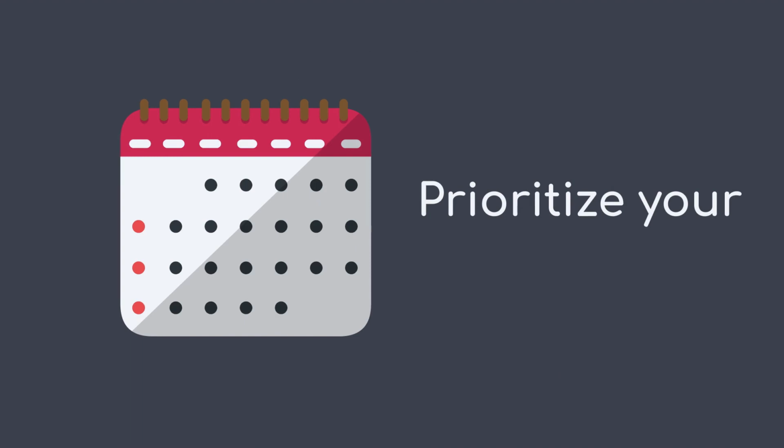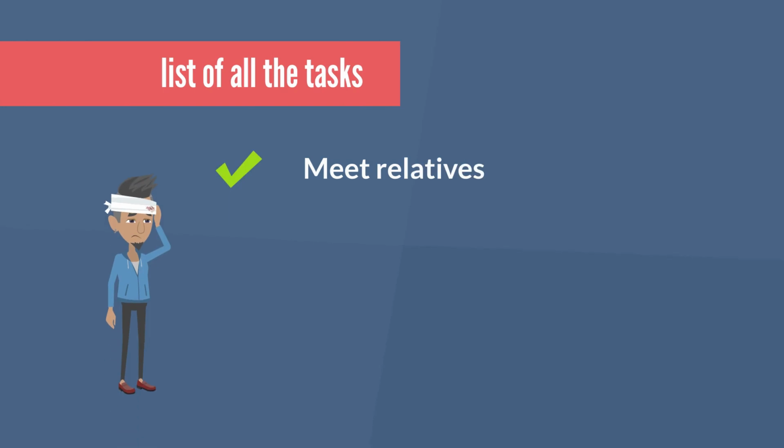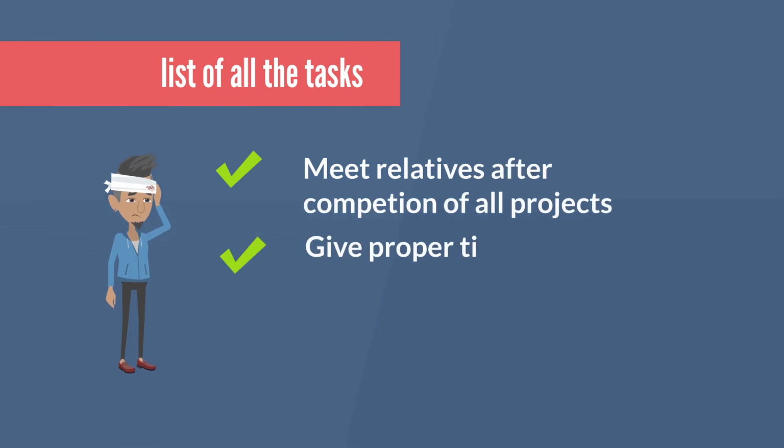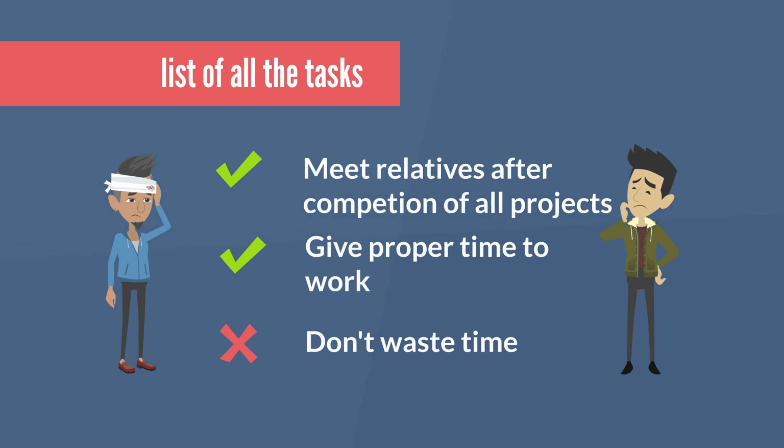Here are some effective time management strategies. Prioritize your tasks. Make a list of all the tasks you need to accomplish and prioritize them based on their importance and urgency. This will help you focus on the most critical tasks first and ensure that you don't waste time on less important ones.